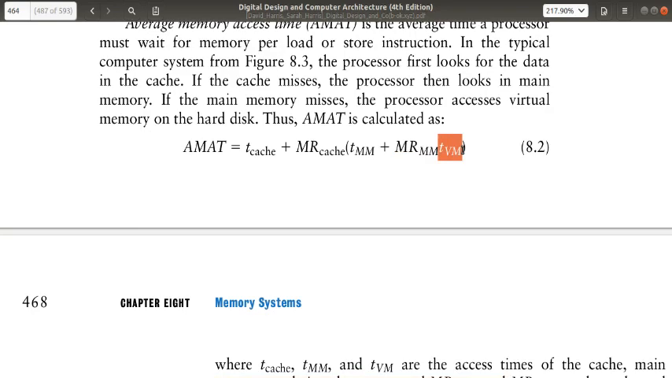And what if it is not there in the virtual memory? Then we have an issue; some error will be thrown. So this is the formula. Average memory access time is T cache plus miss rate of cache into time of main memory plus miss rate of main memory into time of virtual memory.